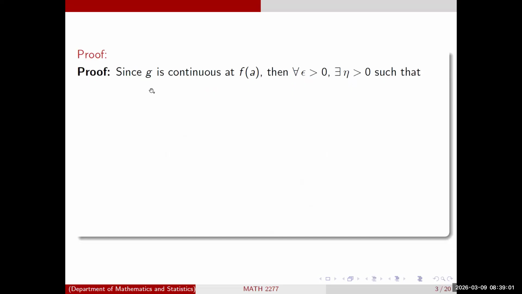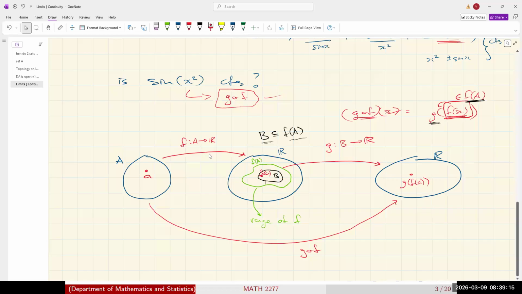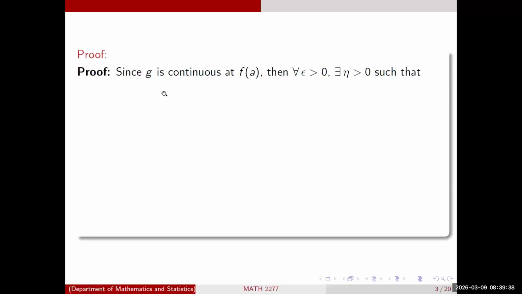Okay, so the proof goes like this. Like I said, we're going to write down the definition of continuity for each function, but we need to be able to link them. So first, we're going to start with G. You might think we would start with the definition of continuity of F and then go to G. But for this proof, we need to start with the definition of continuity of G and then move back to F. So we start a little bit backwards. Okay, so we're going to start with the continuity of G.